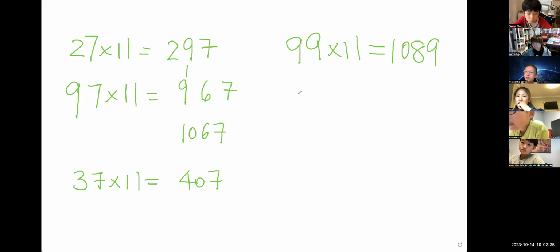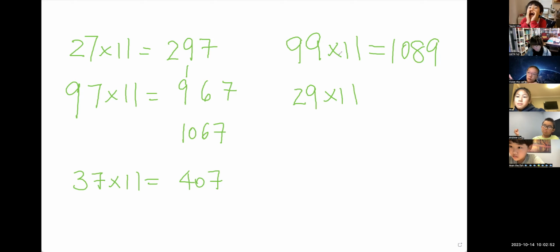Okay, next one. Evan the fish. I give Evan the fish a little bit harder one. Never mind, the three-digit numbers haven't been taught yet, I'll teach everyone in a moment. So 29 times 11. 319. So 2 and 9 here, okay? Yes, 319. Very good. Good job. Leo, next one.